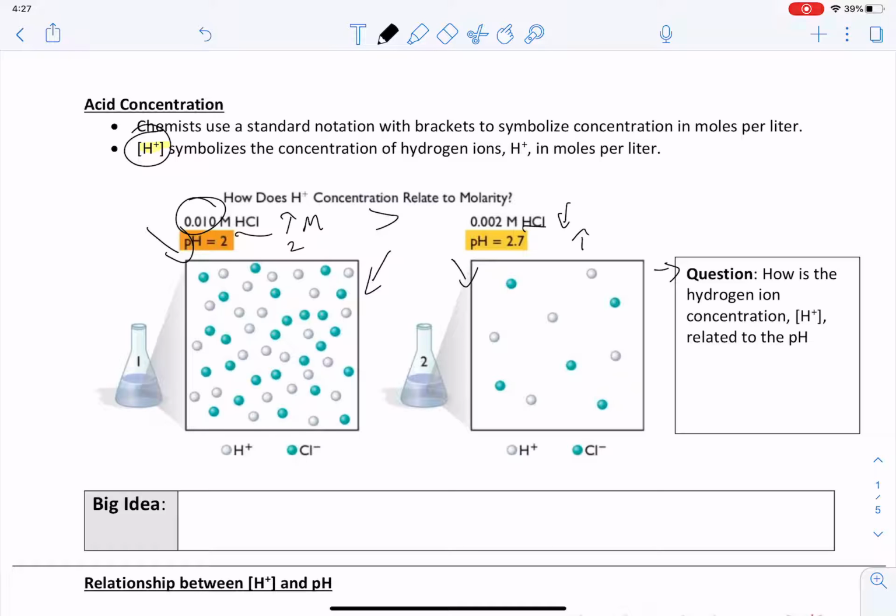Now let's think about that for a second. When our pH gets closer to 1, that means it's going to be more acidic. When it gets closer to 14 or starts going up, it's more basic. So in these two solutions, which one is more acidic? That would be the one closer to 1, or this guy.